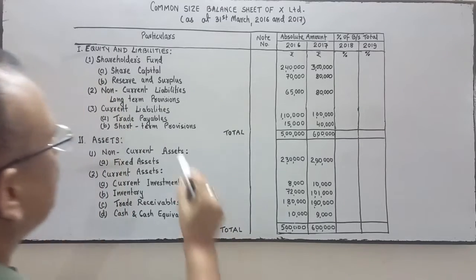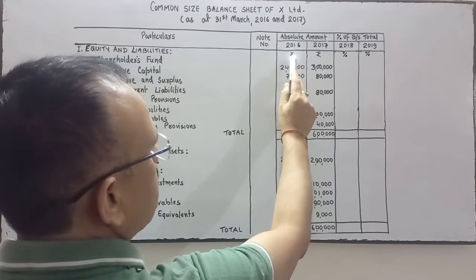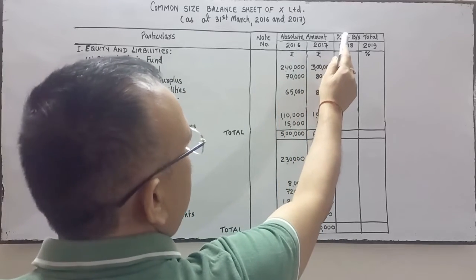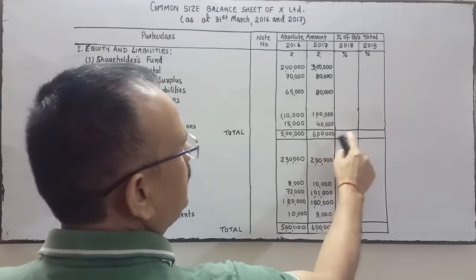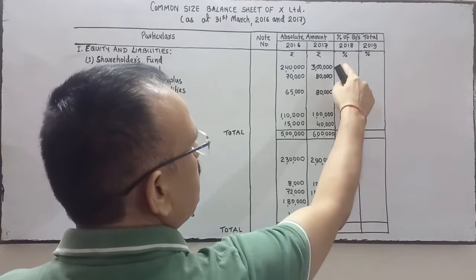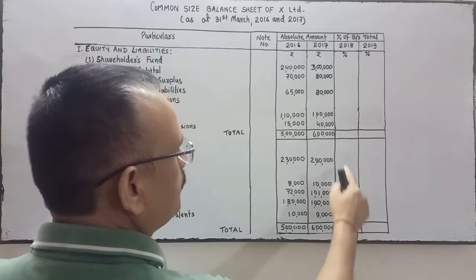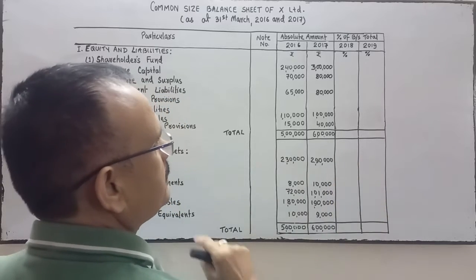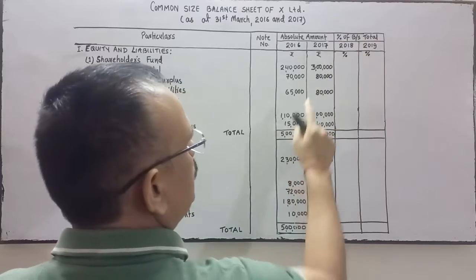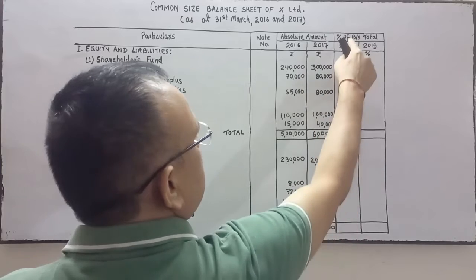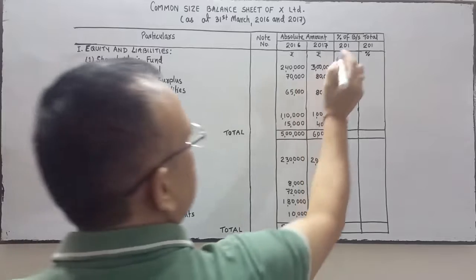So the format is particular, note number, absolute amount of the previous year balance sheet and current year balance sheet. This is for percentage of balance sheet total. So total will be taken as 100. We'll write 100 over here, and this will be calculated in terms of percentage. Here also 100, and we'll calculate in terms of percentage. So these 2 columns are for percentage of balance sheet, 2016 and next one is for 2017.